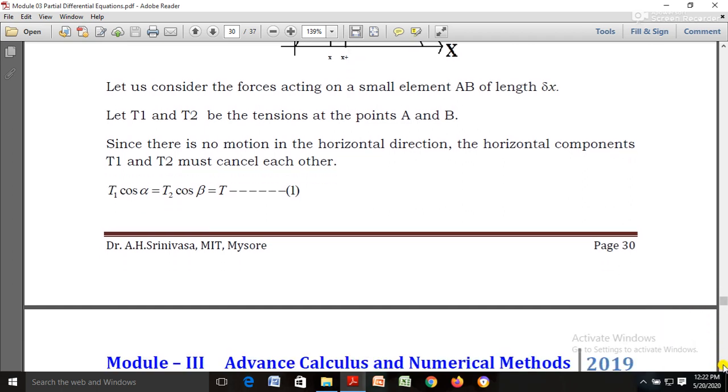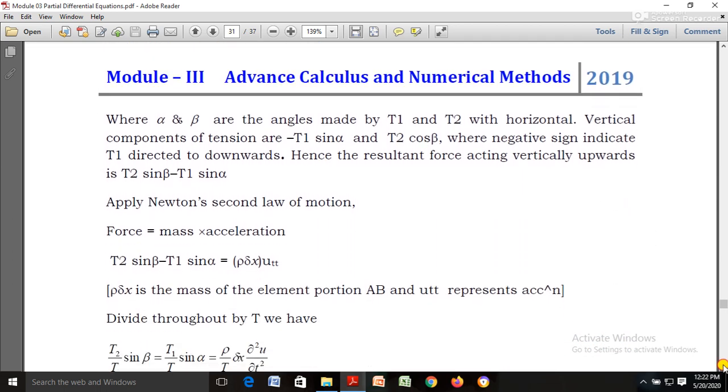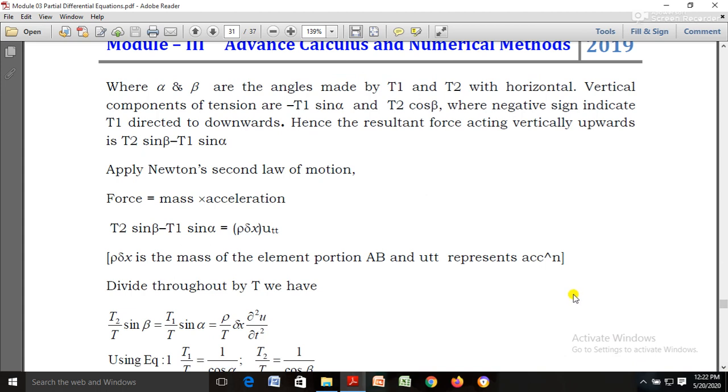Next, you can continue. Here alpha and beta are the angles made by T1 and T2 with the horizontal. Vertical components of tension are T1 sine alpha and T2 sine beta, where the negative sign indicates minus T1 sine alpha, that is T1 is directed downwards. Hence the resultant force acting vertically upwards is T2 sine beta minus T1 sine alpha.